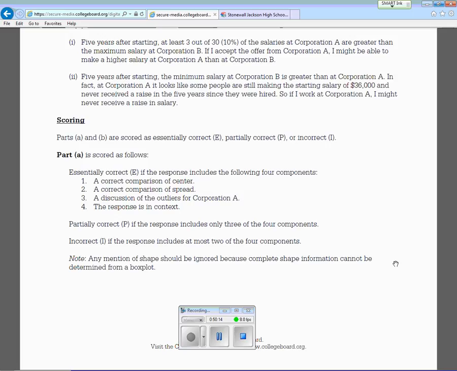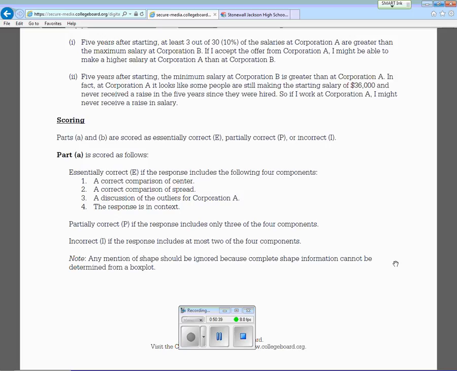Spread. One has a larger spread. Larger, compare word. Discussion of the outliers. In order to get an E, you also have to put it in context, meaning you have to have the word salaries in your answer. And that's one thing I can probably say over half of us probably did not do.